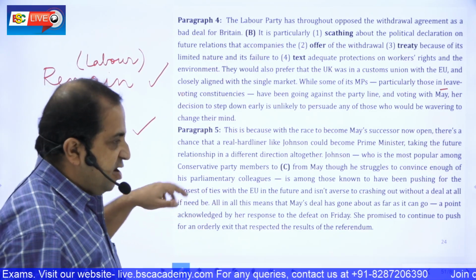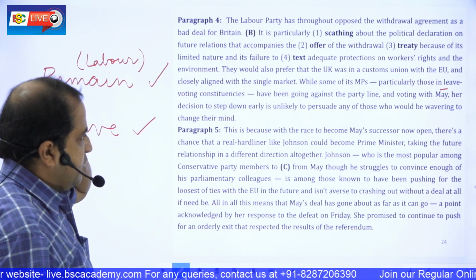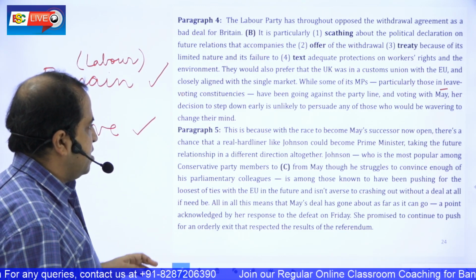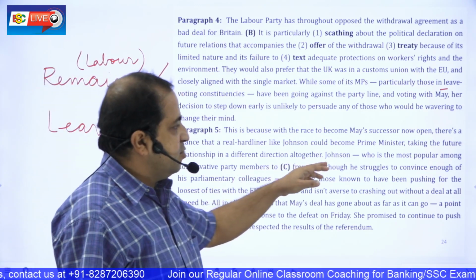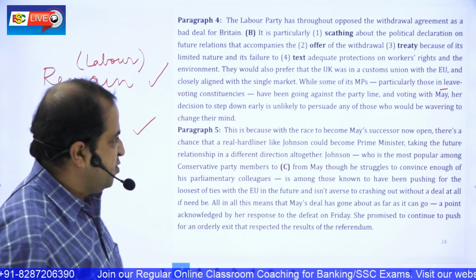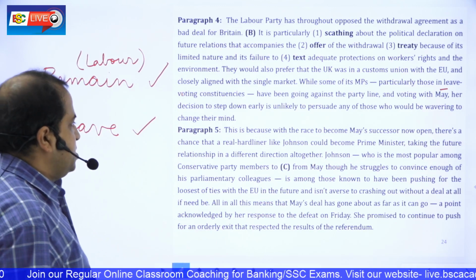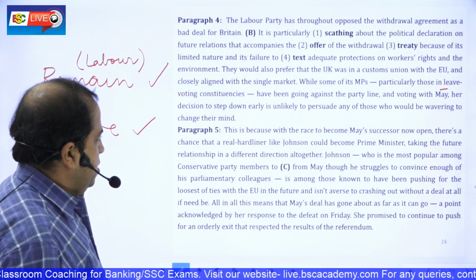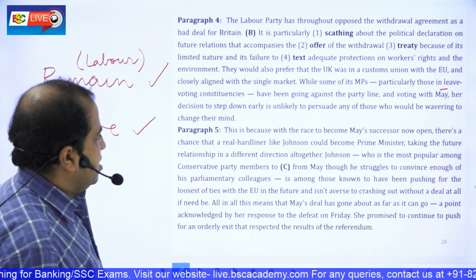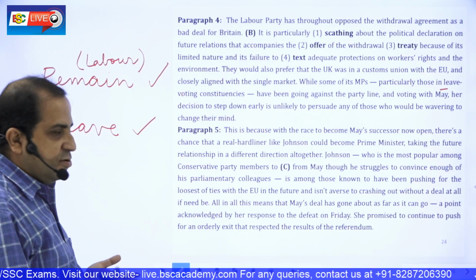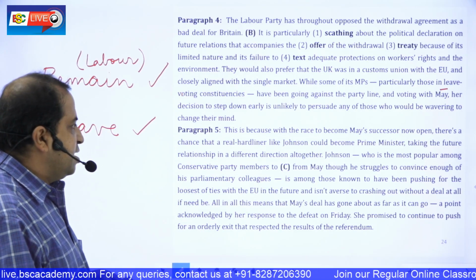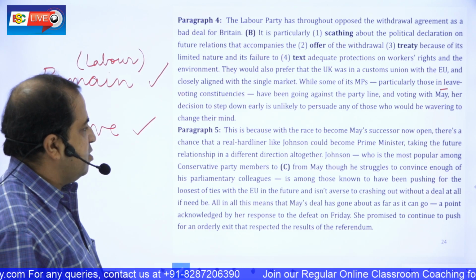Now, paragraph 5. This is because, with the race to become May's successor now open, there's a chance that a real hardliner like Johnson could become Prime Minister. In fact, this proved to be true, taking the future relationship in a different direction altogether. With the race to become May's successor now open, there's a chance, people were feeling, that a real hardliner like Johnson could become Prime Minister, taking the future relationship in a different direction altogether.